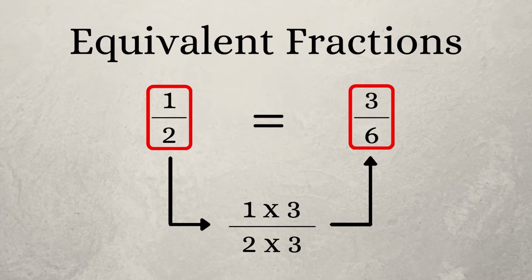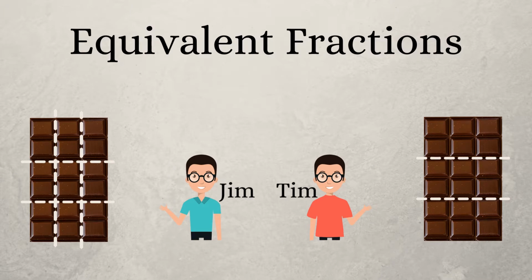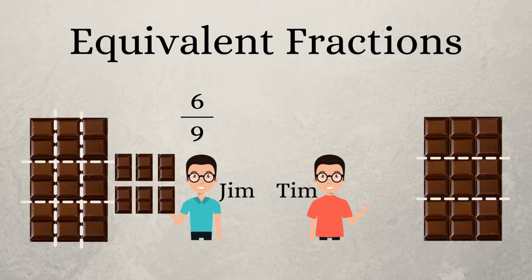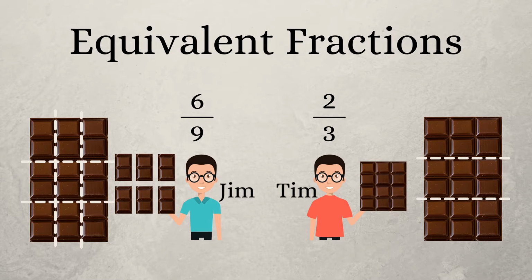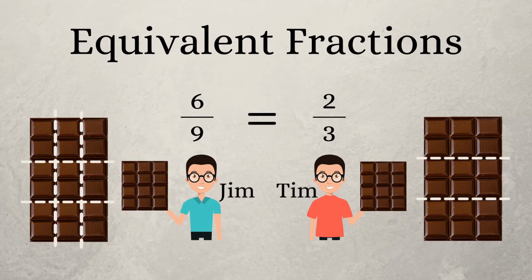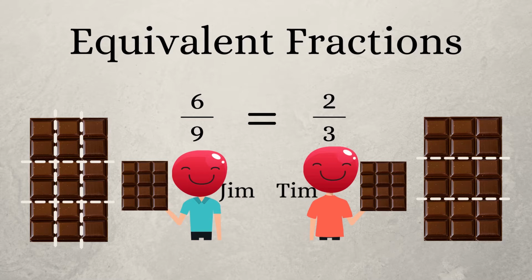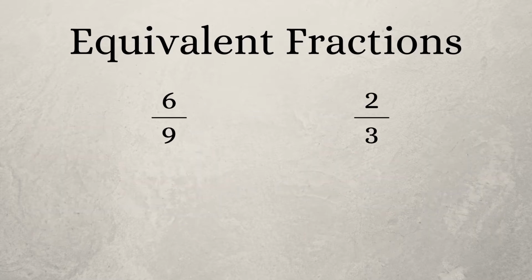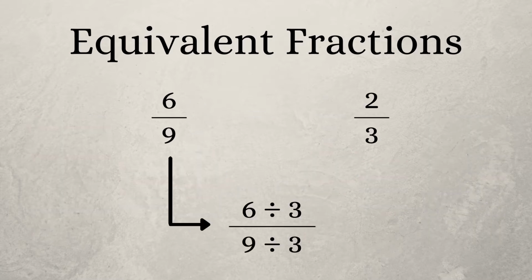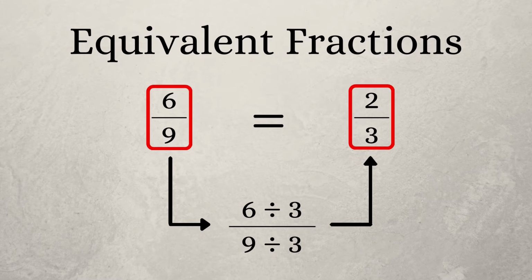Before we close, let us learn another set of equivalent fractions. Say Jim is given 6/9 of the chocolate and Tim is given 2/3. Again, they both get equal pieces. And in terms of fractions, when the numerator and denominator are divided by the same amount, we again get equivalent fractions. Hope this video has helped you understand equivalent fractions and comparison of fractions.